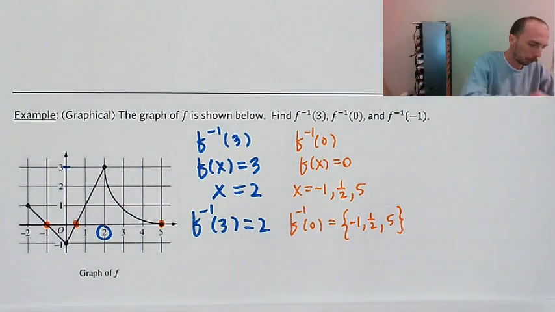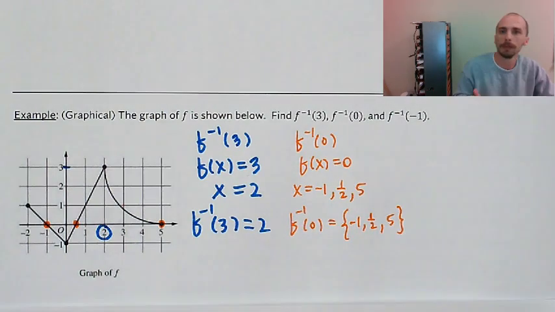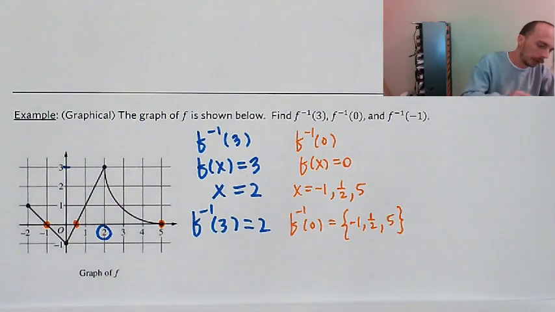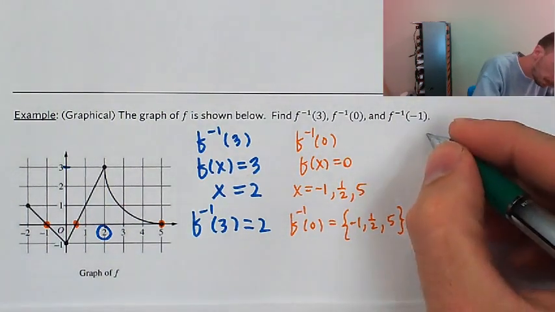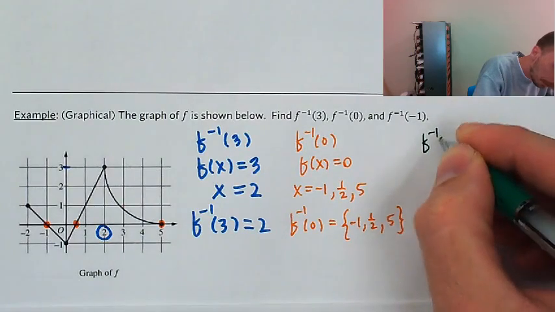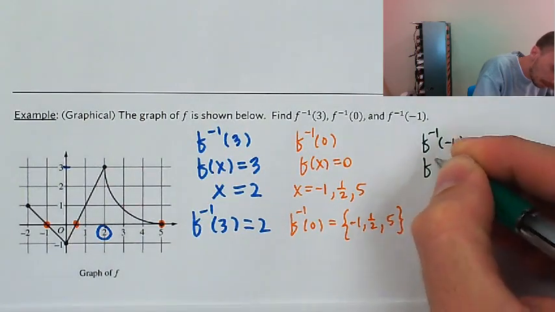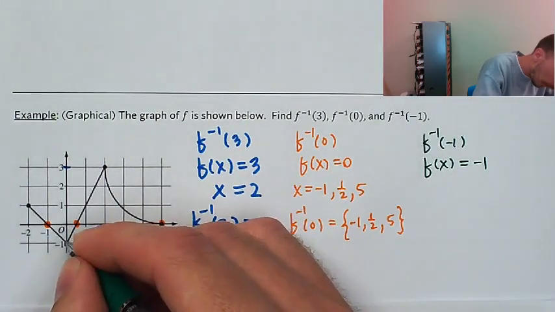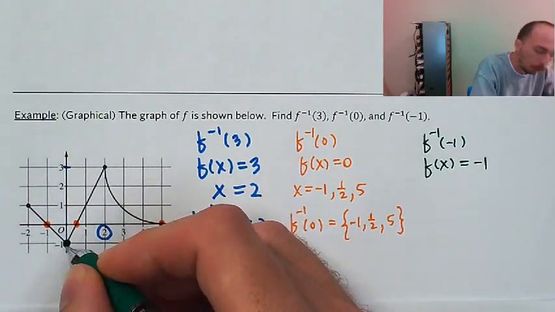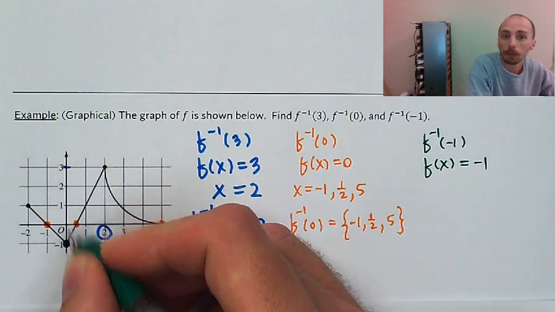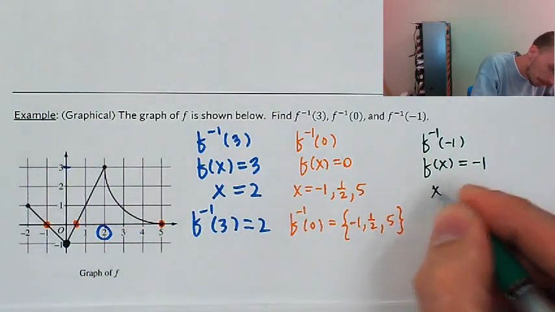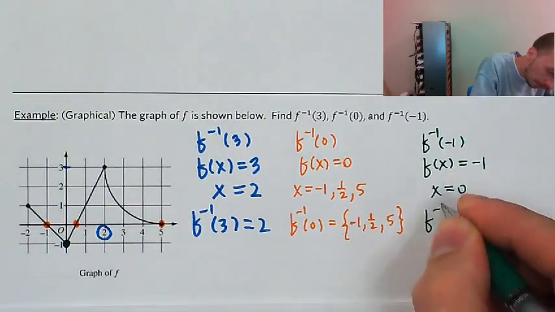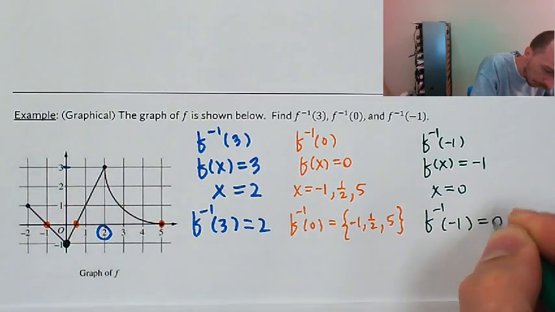And then the last one, f inverse of -1, maybe I'll let you think about that. What's that going to give you back? This one could be a little tricky, I guess. So you're asked to find f inverse of -1, so you're going to set f of x equals -1. Go over here to the y-axis. Okay, there it is, right there. And what x is this? This is x equals 0. So I'd say x equals 0, and f inverse of -1 is equal to 0.